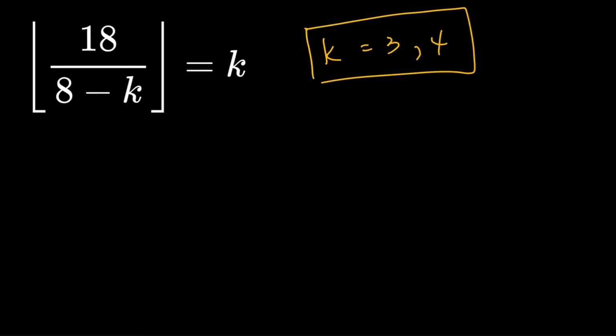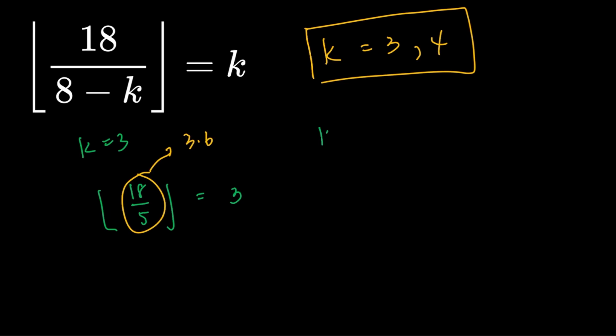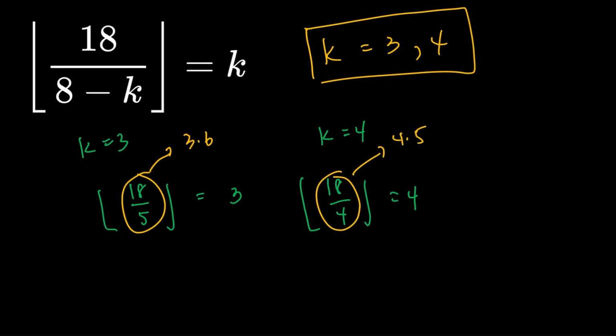These two are in fact the answers. Now, just to show you that both of them work, because we didn't do much checking. If k equals 3, we have the floor of 18 divided by 5, which is 3.6, so the floor is 3, and that's definitely correct. And for k equals 4, the floor of 18 over 4, which is exactly 4.5, and the floor of 4.5 is indeed equal to 4. So these two values of k will be our final answers.